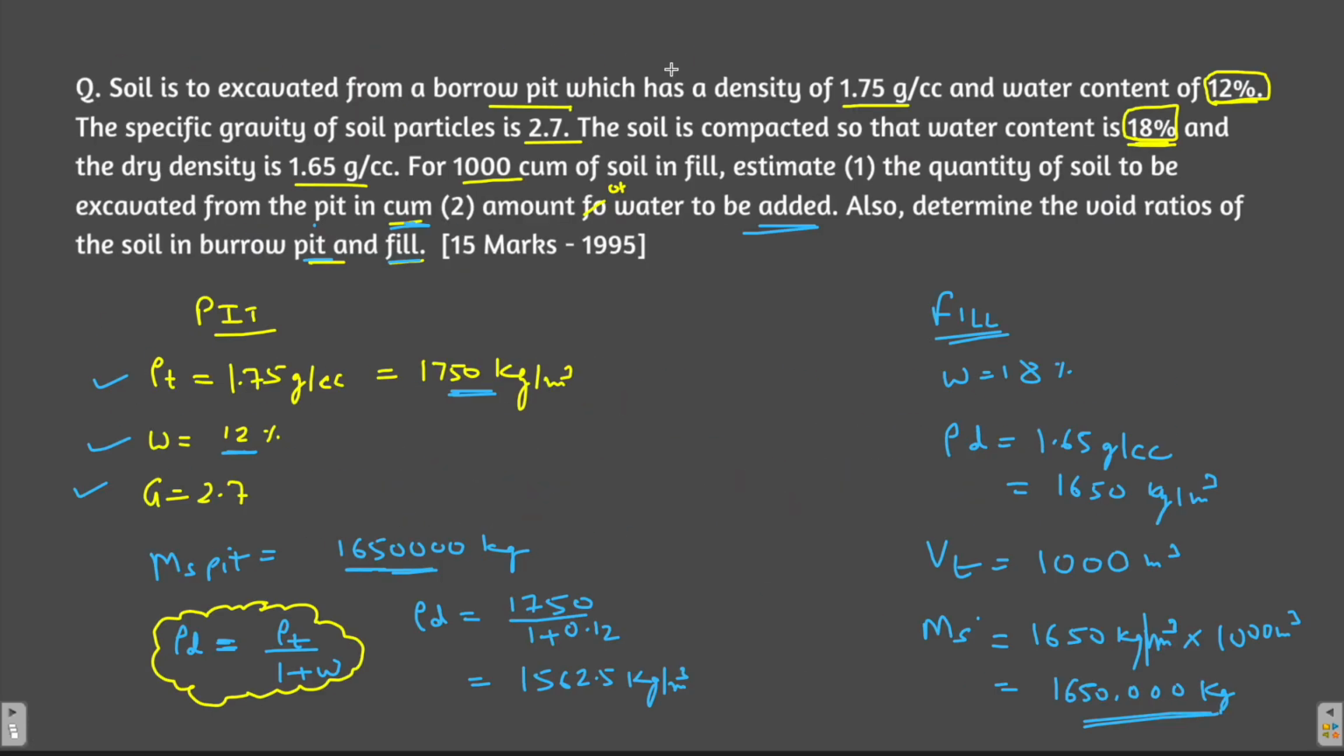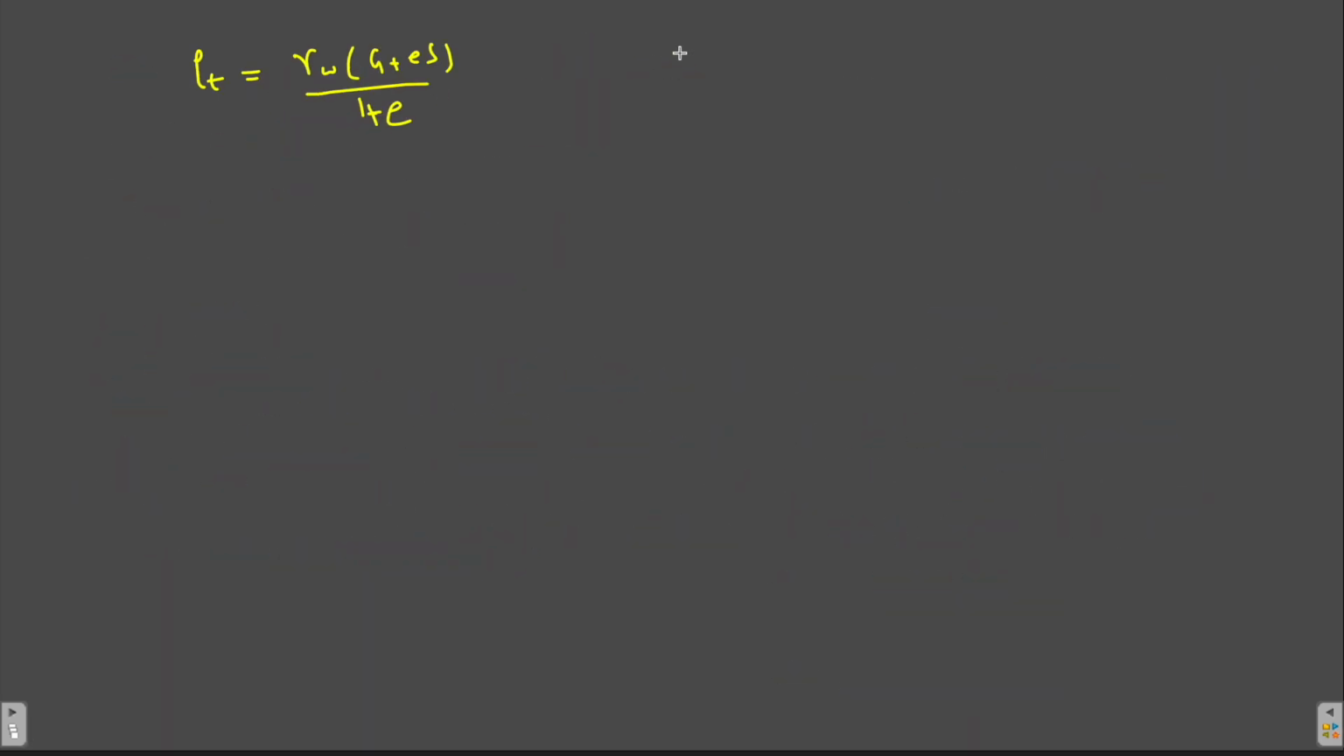Our old formula for finding the void ratio: gamma T is equal to gamma W times (G plus eS) by (1 plus e). But do we know the degree of saturation? No, we do not know the degree of saturation. So what we will do is replace the degree of saturation with the water content, because we know the water content, right? That data is given to you. So how to do that? eS is equal to wG.